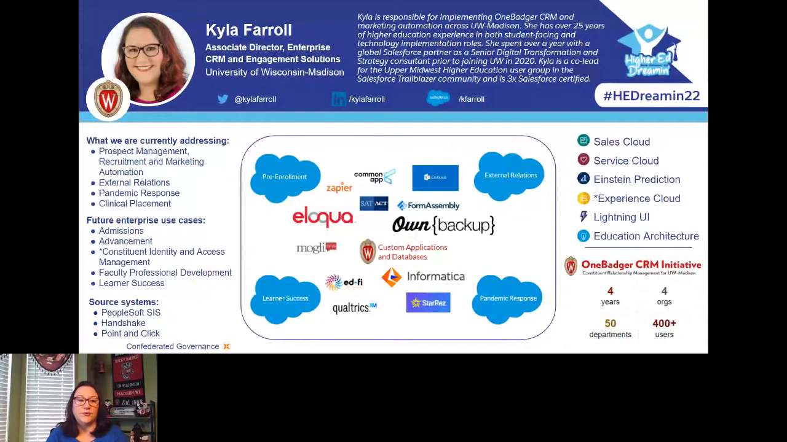But a couple things that I do want to just call out is our future enterprise use cases for CRM rollout. We're looking at doing a lot of different things at UW-Madison with Salesforce, such as admissions, advancement, doing some faculty professional development, and learner success. And while that's a really broad term, it really relates to all of those interactions and touch points that we're having with our learners from the time that they start school until the time that they graduate. One other thing I'll point out here is something that people always want to know is, what is your student information system? We are a PeopleSoft school.